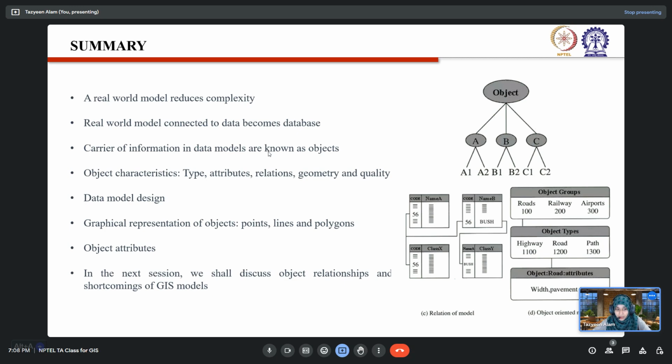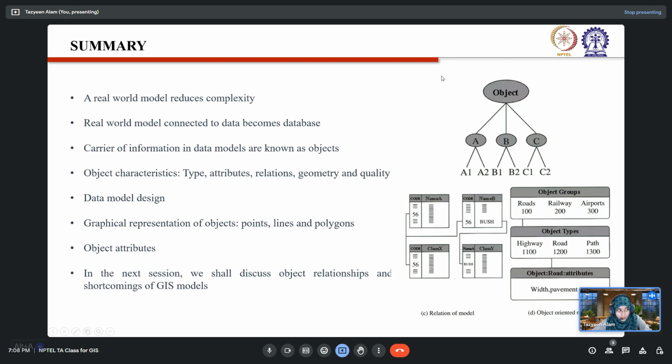Then we have a data model design. We have tried to discuss a very general layout of your data model design, how it comprises different graphical representations in the form of points, lines, and polygons. Then we have understood object attributes in more detail. And in the next session, we shall discuss object relationships and shortcomings of the GIS model. I hope this session is useful to you.